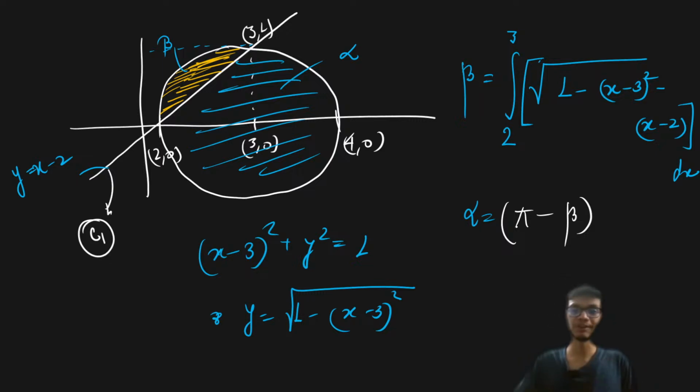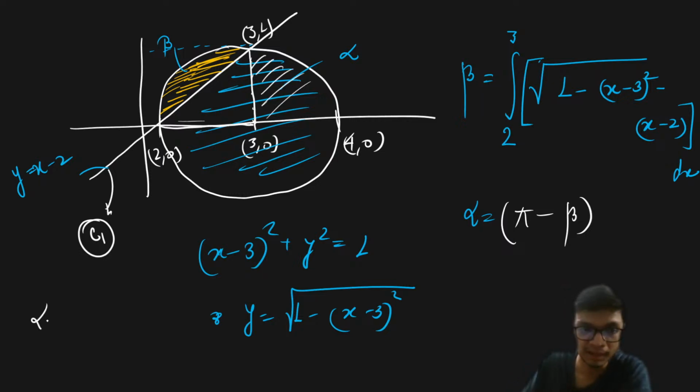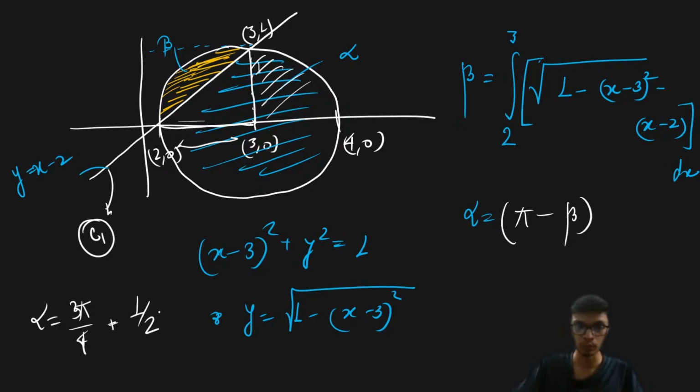But if you don't want to do it this way, another very simple way is to find this part of the area of the circle, and then add the area of the triangle. So our alpha is going to be 3 by 4 pi, the area of 3/4 of the circle, plus this triangle, which has sides 1 and 1, so its area is 1 upon 2. That is alpha. And your beta is the remaining part, that is pi by 4 minus 1 by 2.